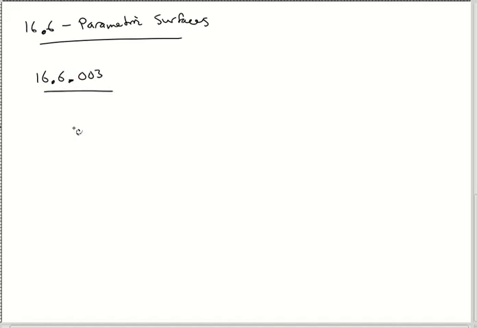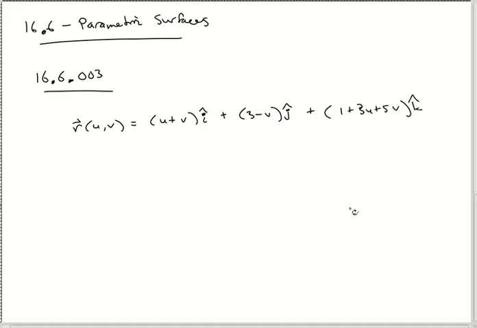16.6.3. So they start us with r in terms of u, v, which is equal to u plus v i plus 3 minus v j plus 1 plus 3u plus 5v k. That's a 3 right there. And so they're wondering what kind of graph is this? And it's essentially a multiple choice. I'll tell you it's very simple here. This is actually a plane. But let me tell you why.